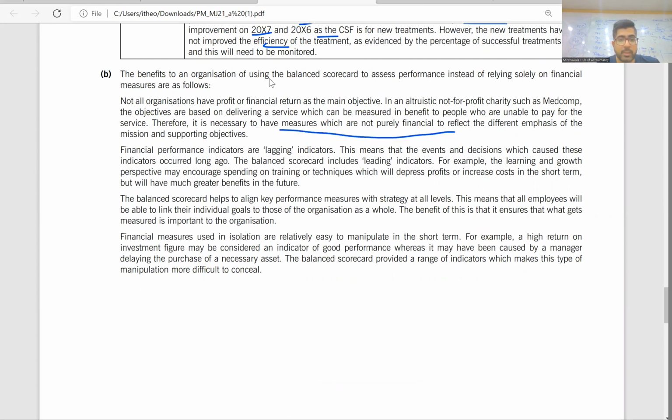Financial performance indicators are lagging indicators. As I told you, these are past things. Whereas non-financial ones, like customer satisfaction and efficiency, are leading, future indicators. Third, the balanced scorecard helps align performance at all levels, not just the financial level. Fourth, financial measures are easy to manipulate. Non-financial ones, like customer feedback, are not easy to manipulate. So these are some points you can write, and you can get 1 mark per point.